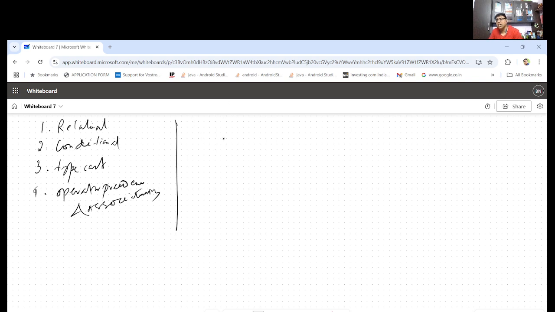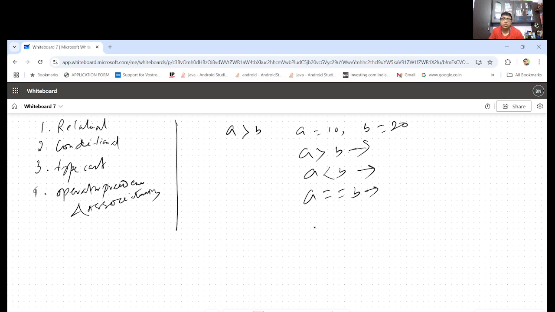So if we think about the relational operator, everyone knows, very simple to say A greater than B. If you take the value A is equal to 10, B is equal to 20, then is A greater than B? What will you tell? That means this is true or false. If you write A less than B, it must give the result true or false. That means every relational operator in an expression gives the result true or false, right?